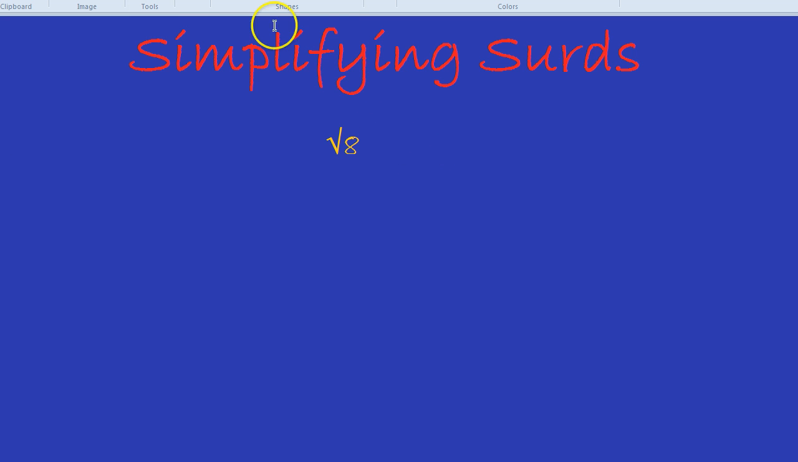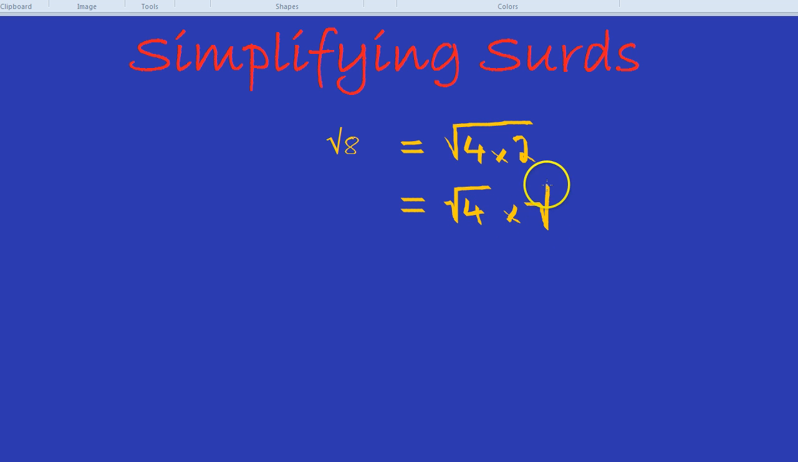So what we have is, instead of root 8, we can now write the square root of 4 times 2. You would agree that all we've done is change the 8 to a 4 times 2. Well, now we can simply split up these two expressions to become root 4 times root 2. Again, the same as the previous step, I'm just writing them separately now.